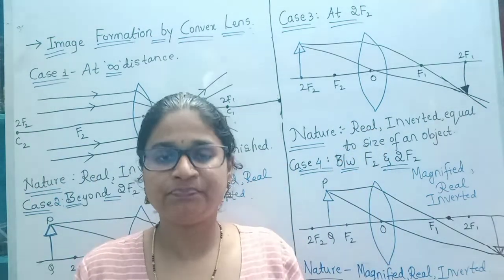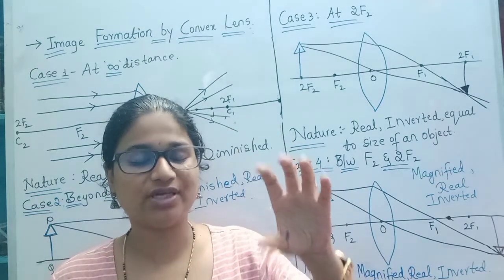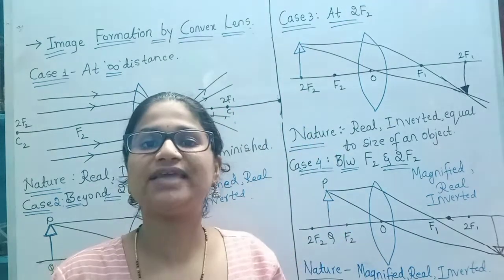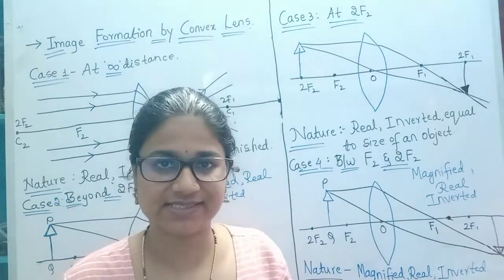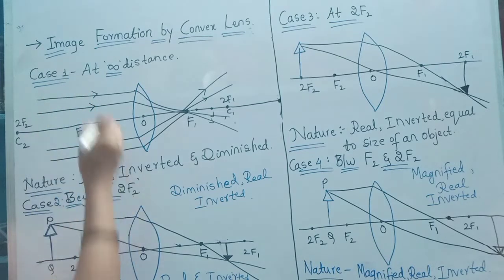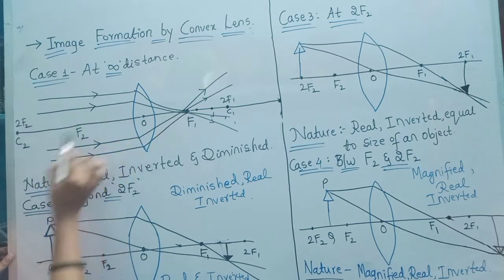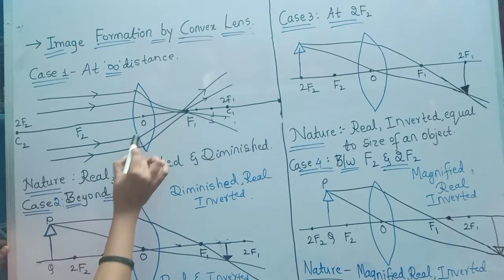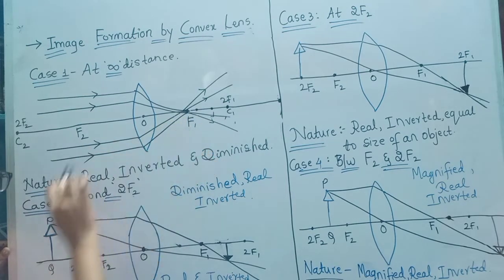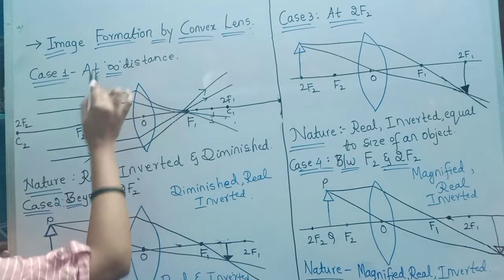So let us proceed. In the last session, I covered what the image will be like through the convex lens when an object is placed at an infinite distance. Let me just brush up on that. In case 1, when an object is placed at infinite distance, the parallel beam of light is incident on the convex lens. It will undergo refraction and meet at a point which is the principal focus. So the image will be formed at the principal focus.